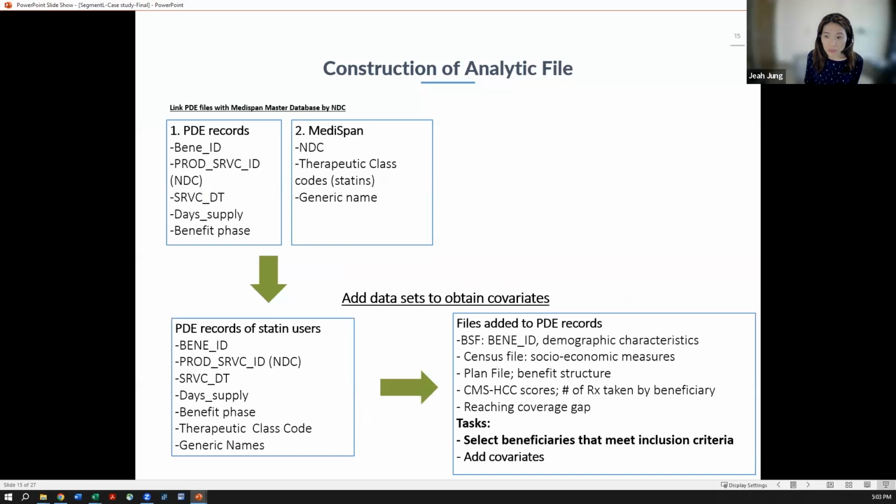Right. So this diagram simply shows what I have discussed, just in graph form, so that you can follow. This shows our flow chart, and you can take a look when you go about your own work and how to construct the analytic files, right?